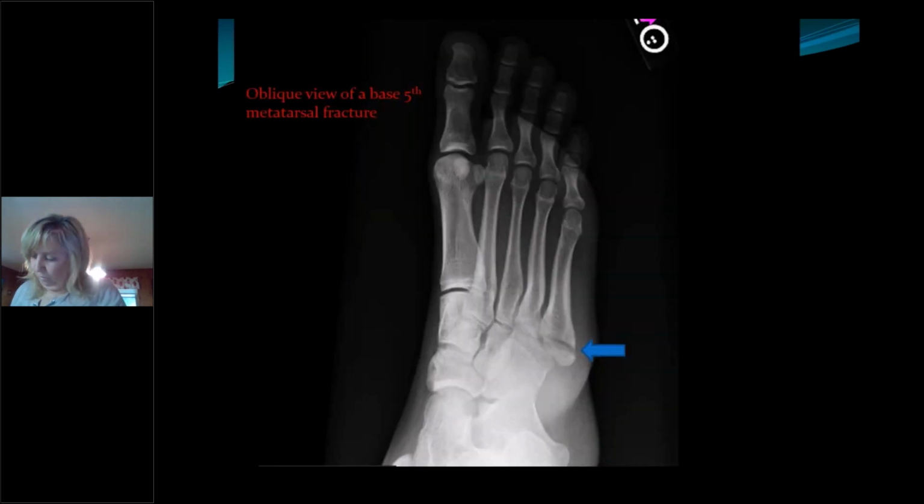They're a little bit easier to see on an oblique view. As you can see, once you start opening those metatarsal rays up with angulating the foot, you can identify the fracture much, much simpler.